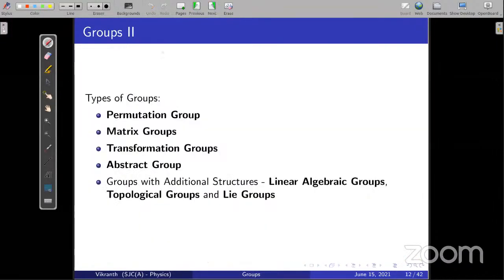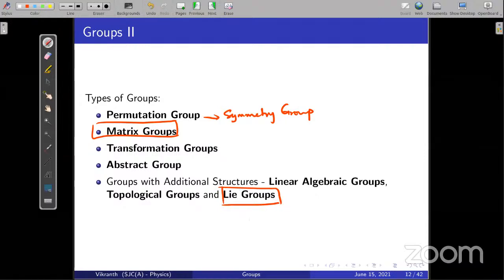You can also go ahead and define different types of groups. The permutation group, also called the symmetry group. Matrix groups, this will be our main topic for today. We're going to be focusing on matrix groups. And then we'll also focus on the groups with separate algebraic structures, not in detail, but something called the Lie groups, named after the mathematician Lie. It's Lie, not Lee. That's something everyone tends to get confused with. It's called Lie. All right. These are the things that we'll be focusing upon.